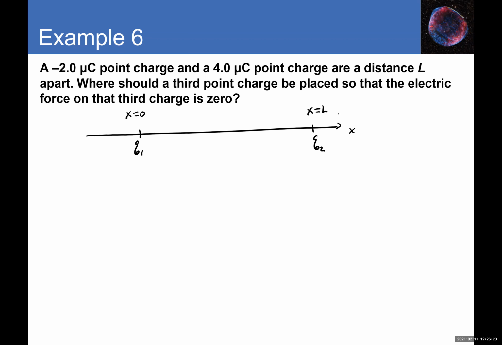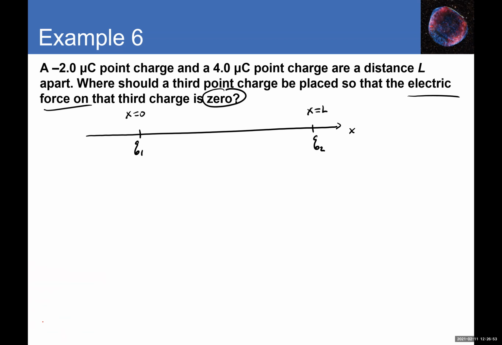The idea here is this. If I place a third charge, the third charge is going to be pushed or pulled by Q1 and pushed or pulled by Q2, but I want the electric force to be 0 on that charge, Q3. That means I need to find where to put Q3 so it's in equilibrium. Forces cancel each other.